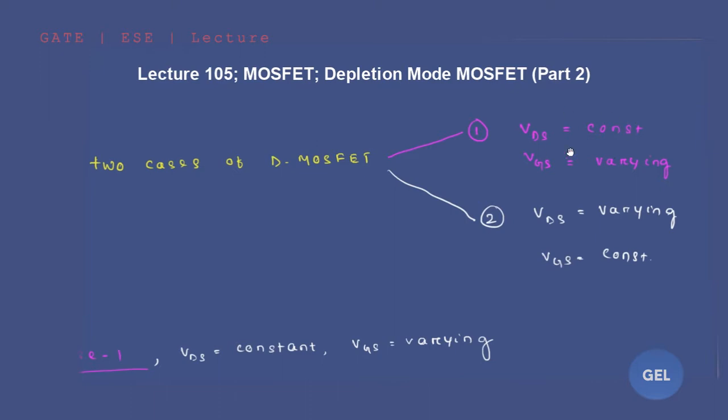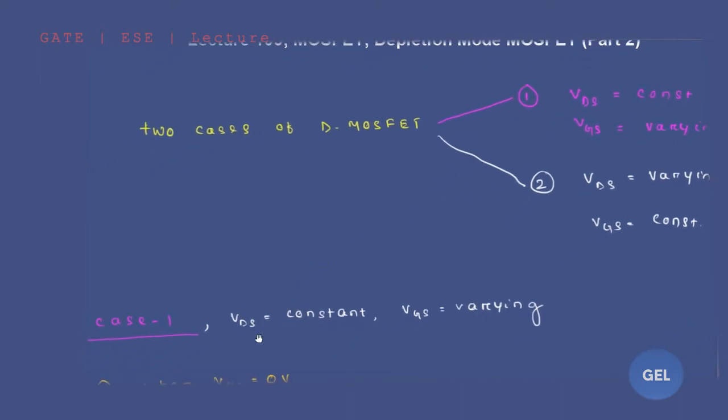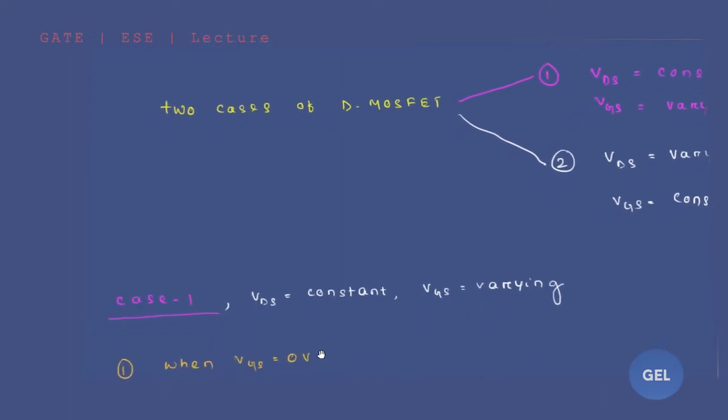Now let's start with the first case where your input voltage is varying and your output voltage is constant. Case 1: VDS is constant, VGS is varying, okay? VDS is constant, I'm going to vary the VGS value. First I'm going to put VGS as 0 volt, then we'll get into VGS negative, then more negative, then positive. Here we are varying our input voltage. So let's take the voltage at 0 volt. At 0 volt, look here carefully.